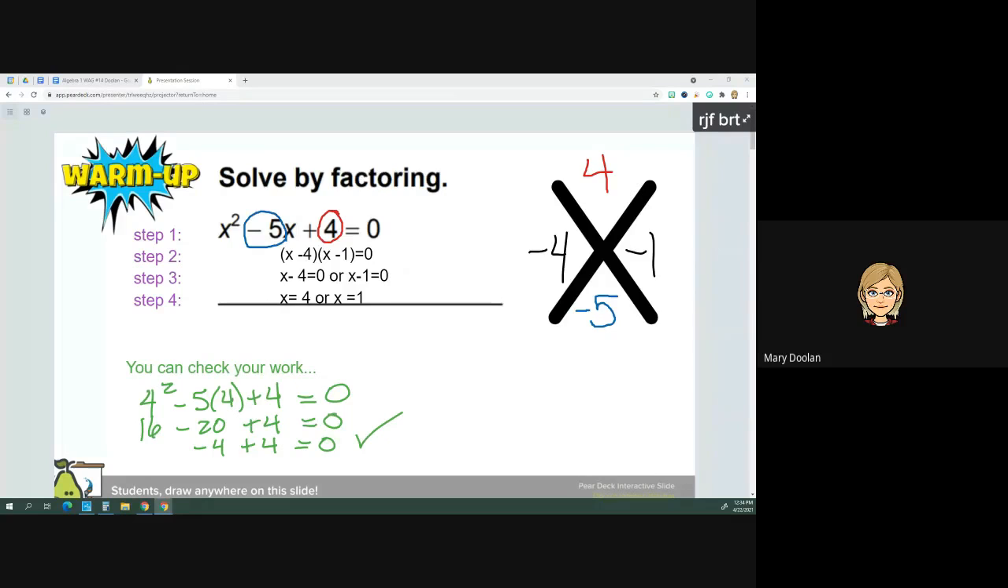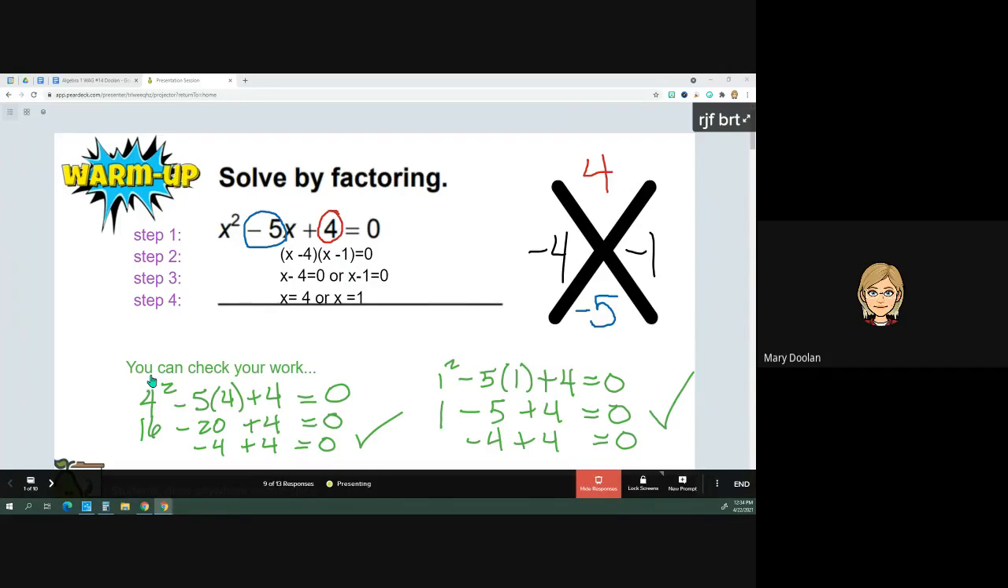And then you could try it for x equals 1. One squared is 1. 5 times 1 is 5. 1 minus 5 is negative 4 plus 4, and that is actually 0. So it checks out with both of them. That's how you can make sure you're doing this correctly. Right, so those are both possible answers to that polynomial.